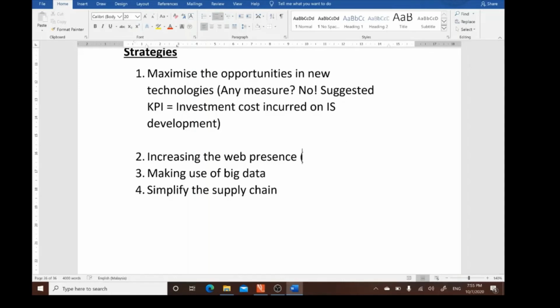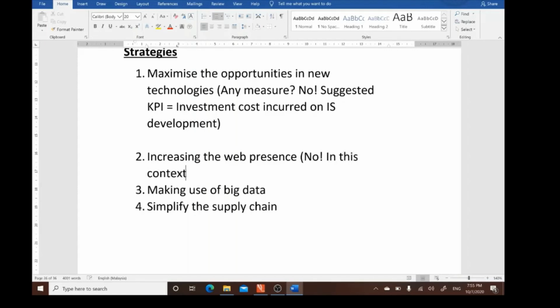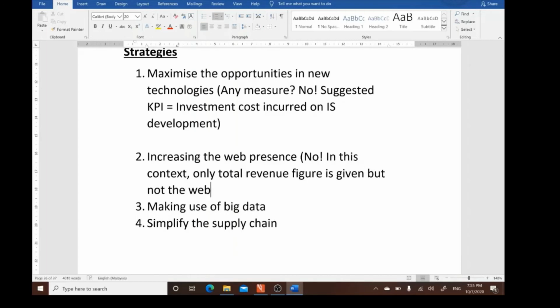Now, of course, next, if you get to see, is to increase the web presence we are looking at. Now, class, any measures right now, I would say no. Okay, now, class, so you find that in the question, in this context, only the total revenue figure is given. Can you see that? That is the one, but not the web sales.